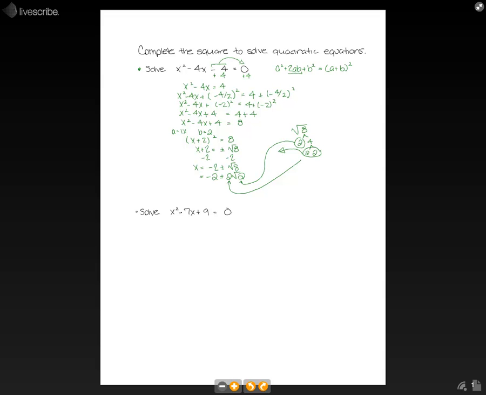Which means for x squared minus 4x minus 4 equals 0, we can solve that to get x equals negative 2 plus or minus 2 square root of 2.